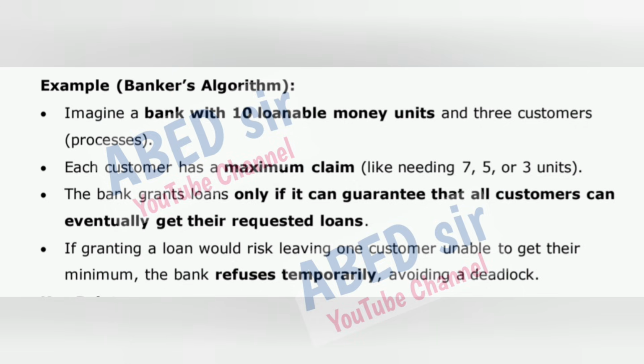Example, banker's algorithm. Imagine a bank with 10 loanable money units and 3 customers, processes. Each customer has a maximum claim, like needing 7, 5, or 3 units. The bank grants loans only if it can guarantee that all customers can eventually get their requested loans. If granting a loan would risk leaving one customer unable to get their minimum, the bank refuses temporarily, avoiding a deadlock.